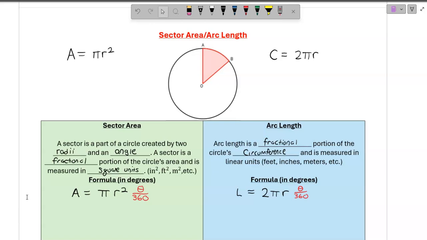To begin, at the top here I have listed the formulas for the area of a circle and the circumference of a circle, just as a reminder of how we would find the complete area of our circle and the complete circumference of our circle.